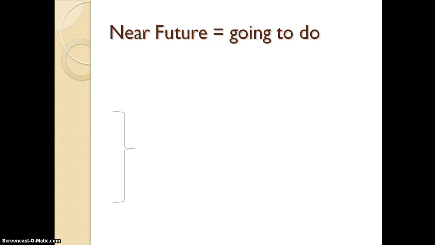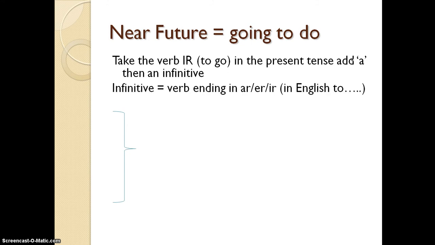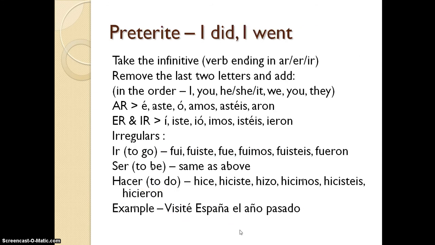Near future, going to do something. So we take the verb ir, to go, in the present tense, and then we add a, and then any infinitive. Any infinitive is a verb ending in AR, ER, and IR. In English it would be to something. So the verb to go goes voy, vas, va, vamos, vais, van. Then we put an a, and then the infinitive verb afterwards. There aren't any regulars at all for this because we just used this verb, so you just need to learn that verb. Example: voy a comer, I'm going to eat.